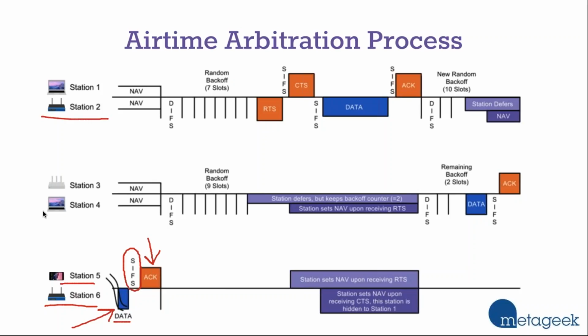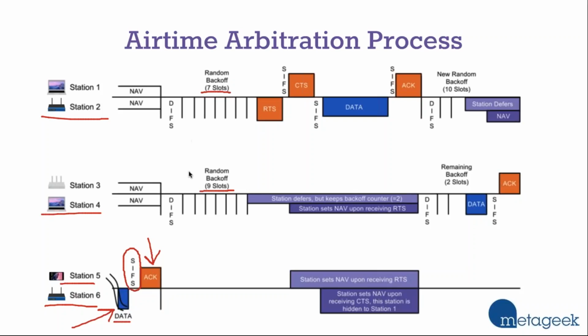Now, both station 2 and station 4 have something that they need to transmit. They both have something that they need to say. So they're going to basically roll the dice and decide who is going to talk next. Station 2 rolled 7 back-off slots, and station 4 rolled 9 back-off slots. Now what they're going to do is count down through those back-off slots in unison. And as soon as the lowest number runs out of back-off slots, it'll start talking, okay?